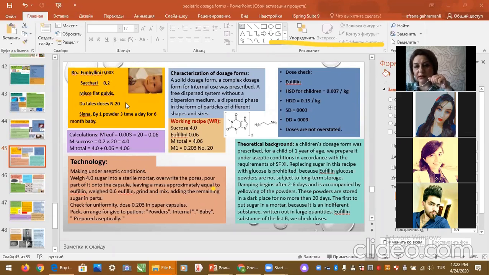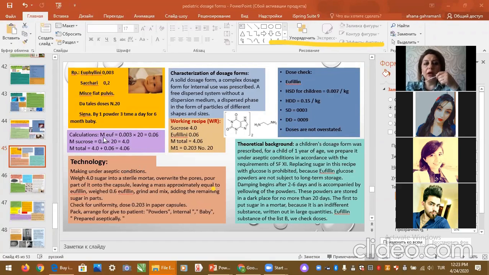Misce fiat pulvis, da tales doses number 20. Signa: 1 powder 3 times a day for a 6-month-old baby. In our calculations, at first we must check the dose of euphyllinum according to the weight of children and according to the pharmacopoeia, and as a result we can say that doses are not overstated. I don't want to repeat how we check those because in our previous slides we talked about this.